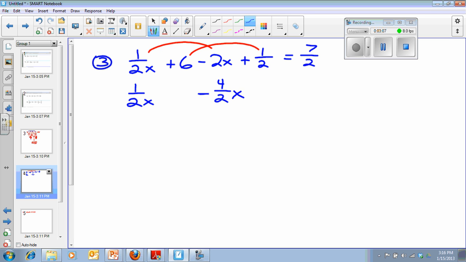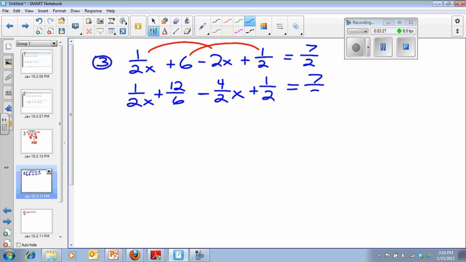When I look at my two numbers, I have a positive 6 and a positive 1/2. Let's keep this positive 1/2. It's already a fraction. Let's change this positive 6 so it has a denominator of 2. So I'm going to make a positive 12 over 2. That means the same thing as a positive 6. Now I've changed everything to fractions, and all of this equals 7/2.